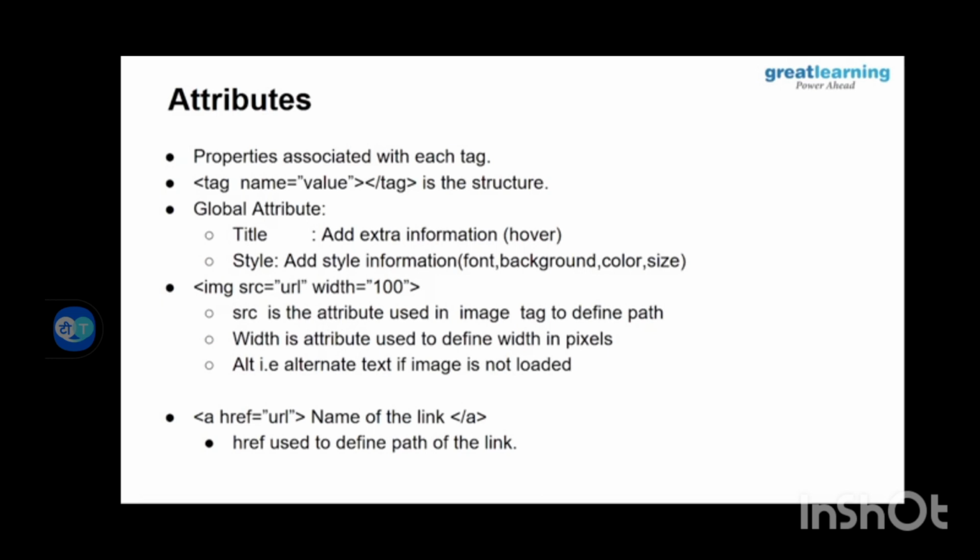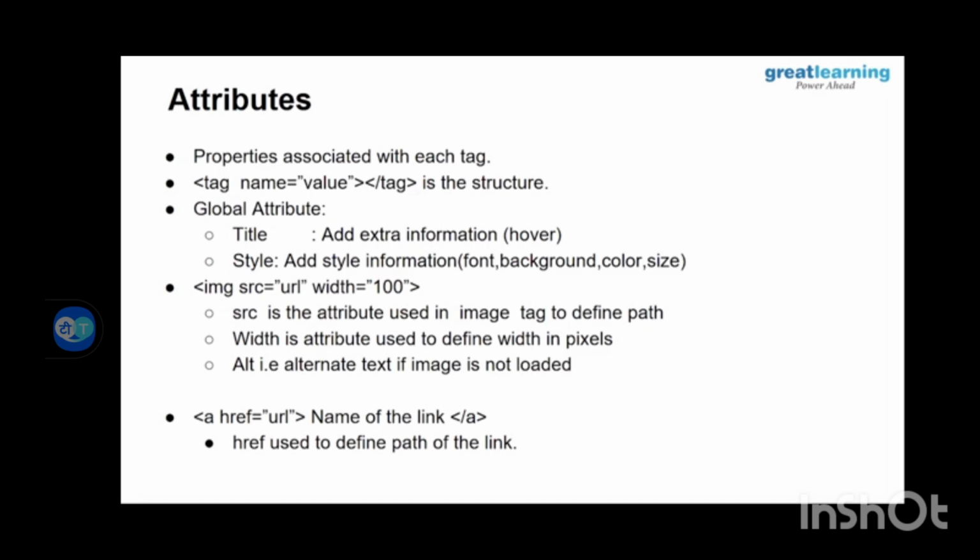Similarly, the style attribute that we have been using so far: we use style, and then within the double quotes we write font, color, wherein we can change the color of the text. We can change backgrounds, we can change font, we can change sizes. All of these can be changed with the help of this global attribute, that is style. So these are some global attributes, title and style, and there are some attributes which are specific to particular elements. If we talk about the image tag, there is source, width, alt.